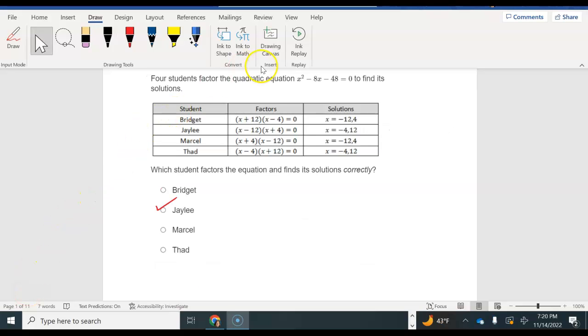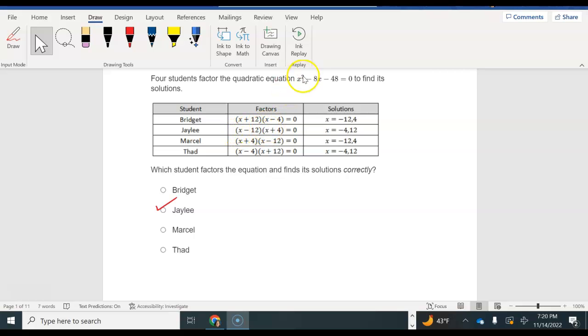All right, the next one says factor the quadratic equation x squared minus 8x minus 48 equals 0 to find its solution. The easiest way to do this is just check to see which one produces the right thing. So x times x is x squared. Minus 4x plus 12x gives me plus 8x. That one can't be right, so move on to the next one.